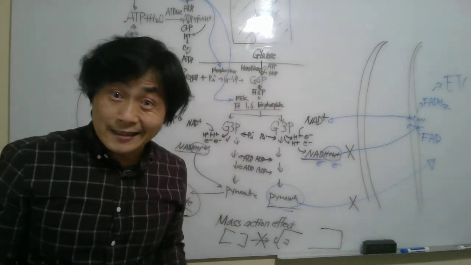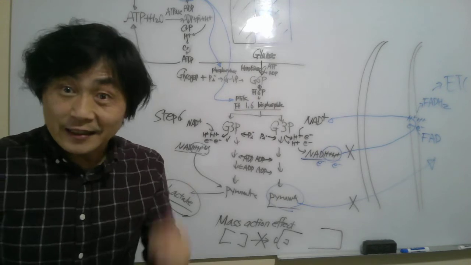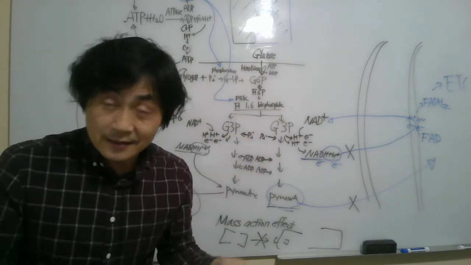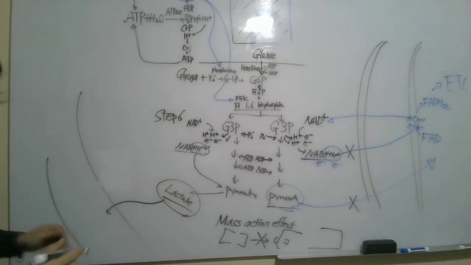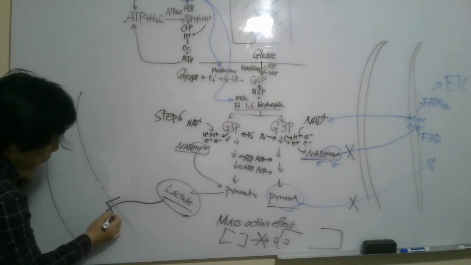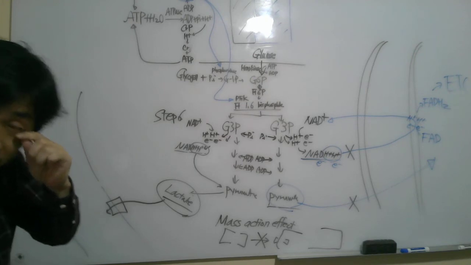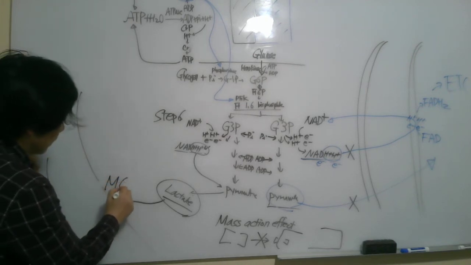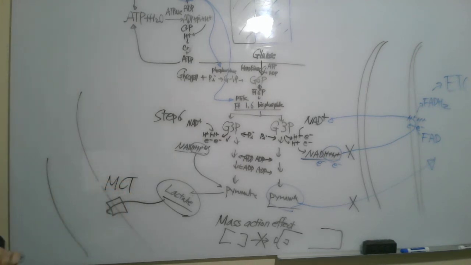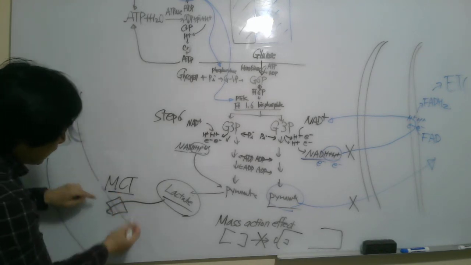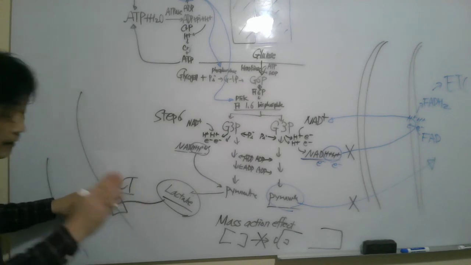So during high exercise intensity, we can find lactate in the blood. Class, does it make sense? Yeah. But another one is there is a shuttle, a specific protein. Usually we just use the abbreviation MCT, monocarboxylate transporter. So this MCT is very interesting.